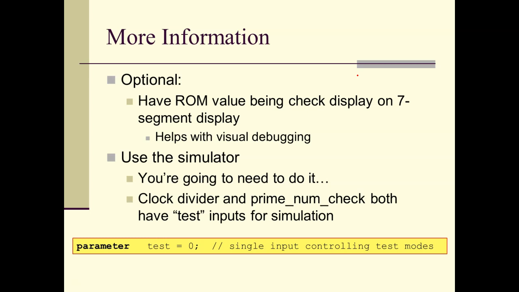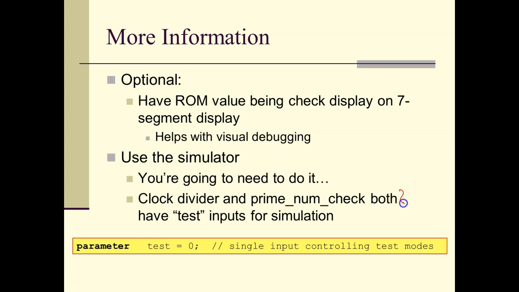A couple things are optional, such as displaying the number that you're checking on the 7-segment display as you're looking for the prime numbers. I think this helps with visually debugging the circuit. You don't have to do this if you don't want to. You're going to have to use the simulator in this one. I mean, practically assured that you're going to have to.